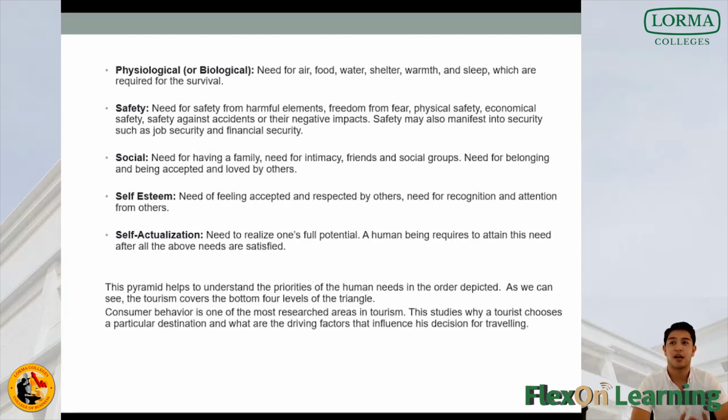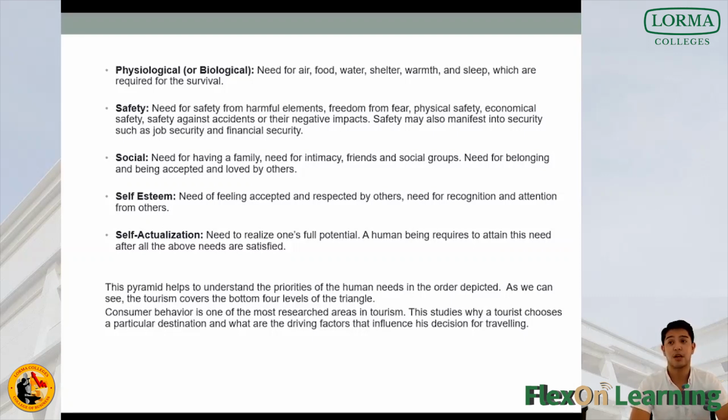In the physiological or biological needs, we human beings need air, food, water, shelter, warmth, and sleep, which are required for survival. Safety, we need safety from harmful elements like freedom from fear, physical safety, economic safety, safety against accidents or their negative impacts. Safety may also manifest into security such as job security and financial security.